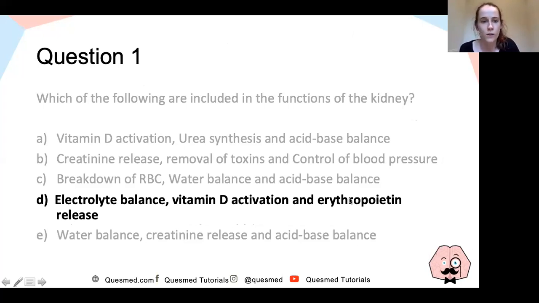So going through the wrong answers, the kidney does get rid of urea, but it's not involved in the synthesis of urea, that's the liver. The muscles are the main perpetrators for releasing creatinine, but again, that's filtered by the kidneys. Breakdown of red blood cells happens within the spleen, and then in terms of answer E, creatinine release, we've already said happens in the muscles mainly.